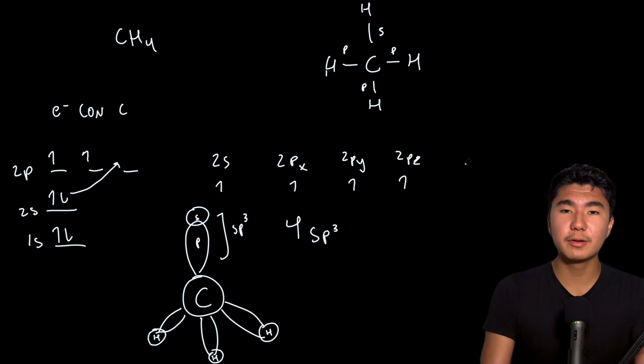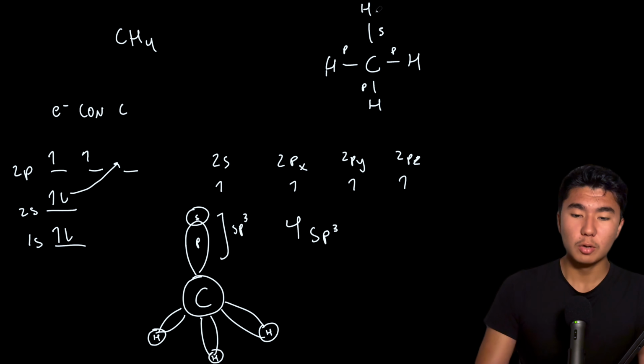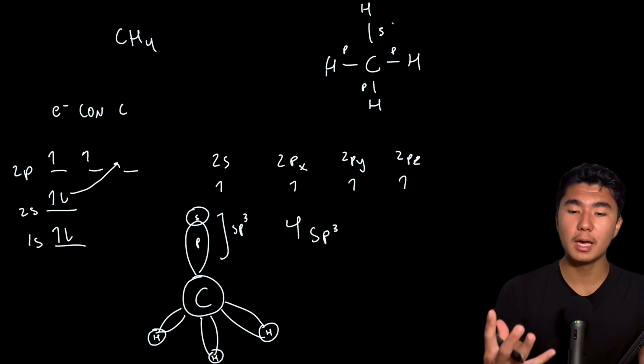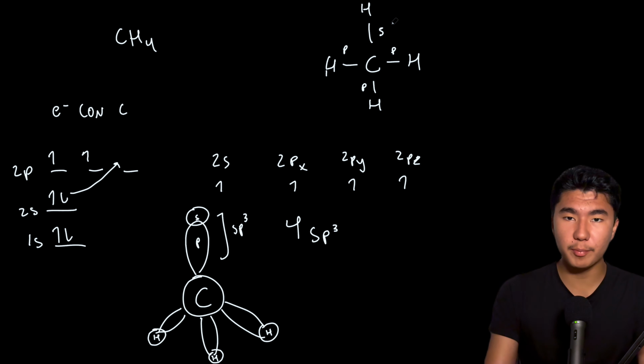And if we want to calculate the amount of sigma bonds, well, we have 1, 2, 3, 4. So we have 4 bonds in total, and we don't have any double bonds or triple bonds, so we know we don't have any pi bonds. So overall, we're going to have 4 sigma bonds.